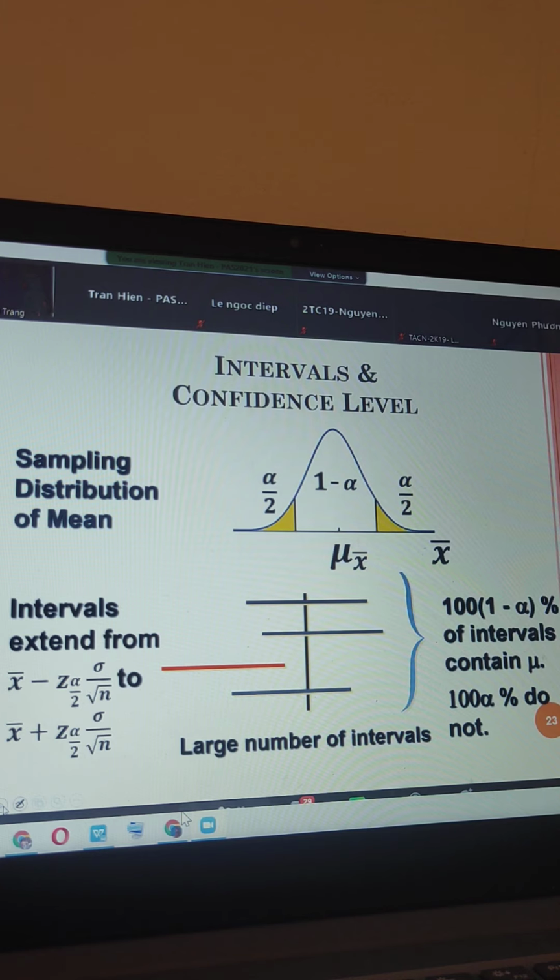Okay, so in the figure, I show you the picture of the sampling distribution of the mean, and here is the mean of X bar, the mean of the sample, right? Sometimes we denote it by the mean of X bar, so we know that this is the mean for the sample.